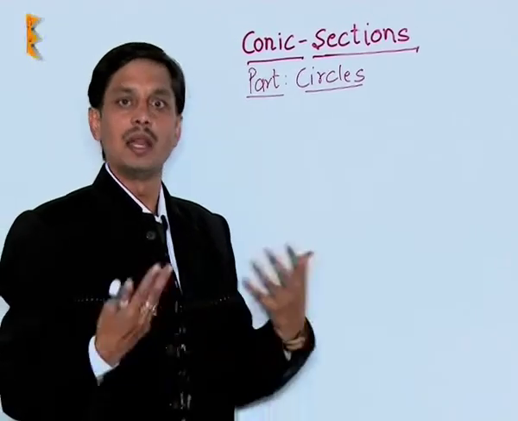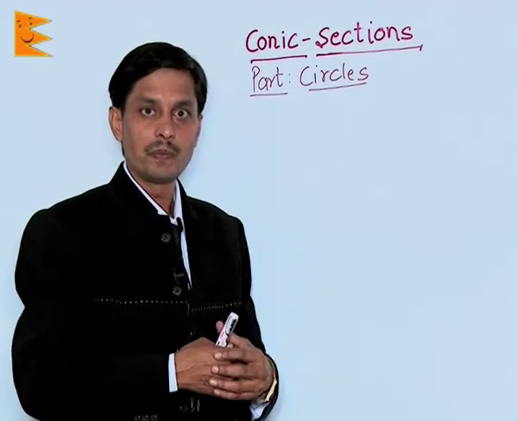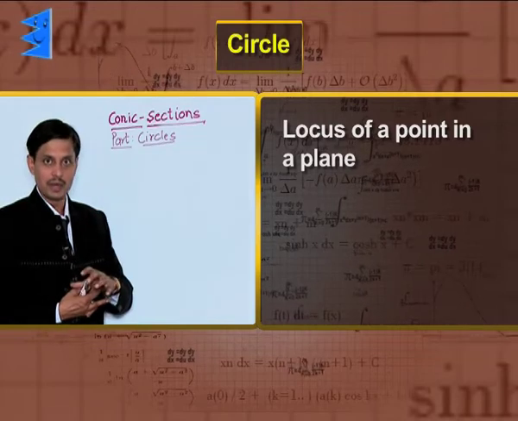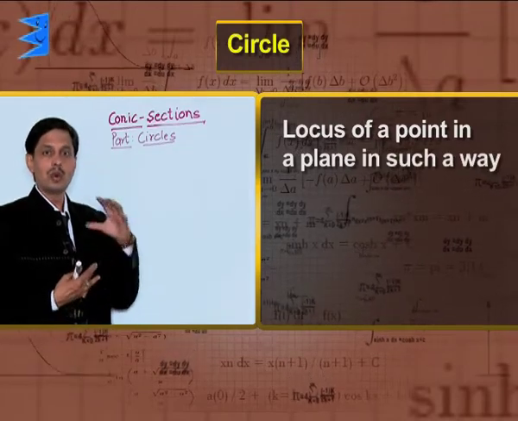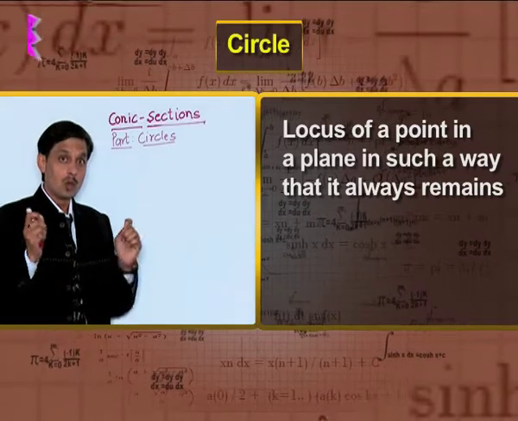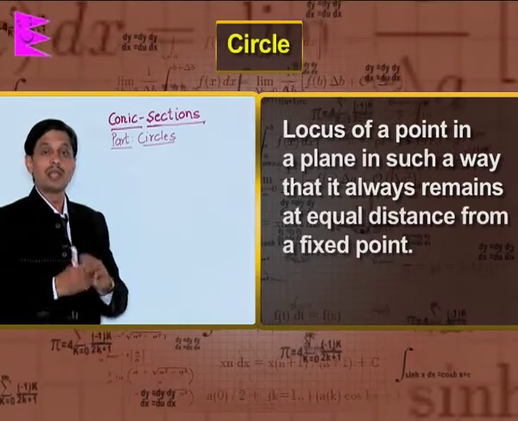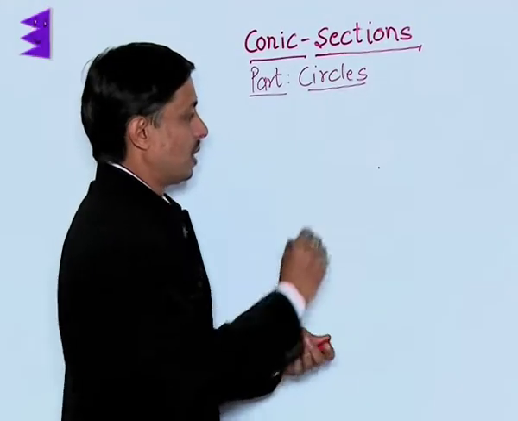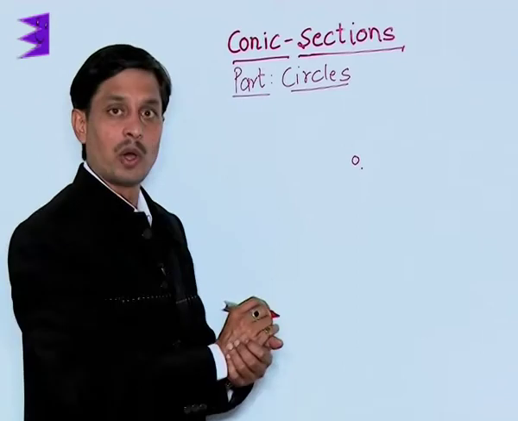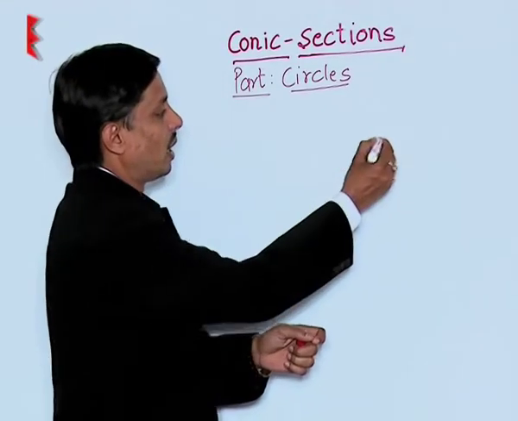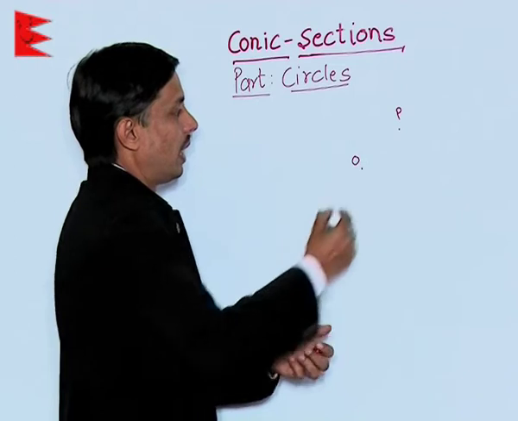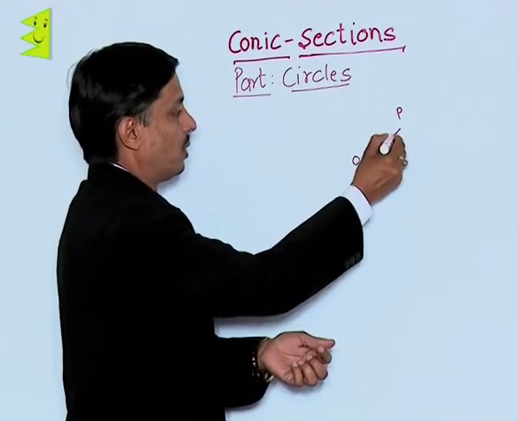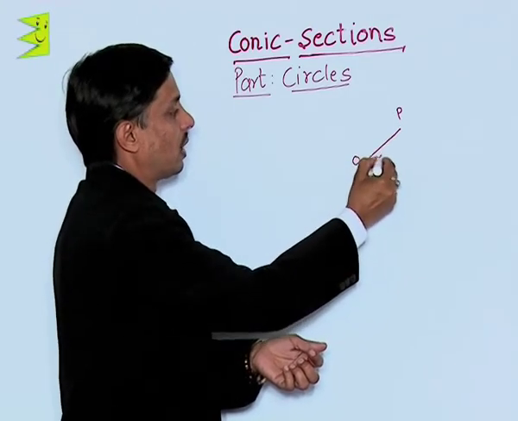Saying the circle is a round object is not true. A circle is the locus of a point in a plane in such a way that it always remains at equal distance from a fixed point. Be with me here. Suppose this point O is a fixed point and I am taking a point P at a distance of x units from this O.